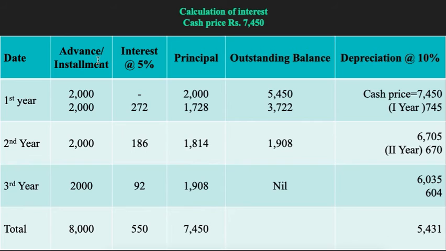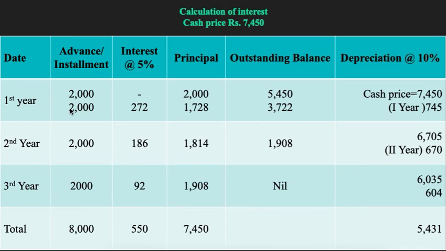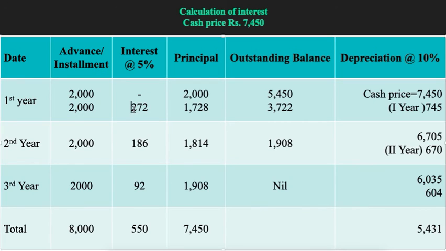When we are paying the first installment at the end of the year, what will happen? It will be the same entry: machines limited account debit to cash account. Hence, for the first year, when the first installment is paid to the vendor, it is machine limited account debit to cash account.